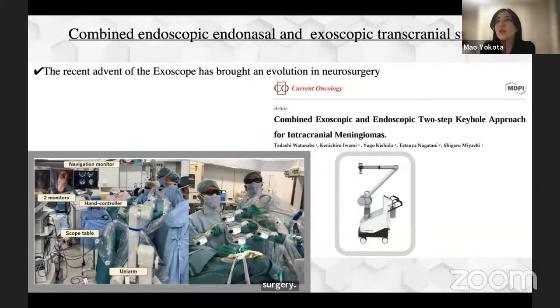The recent advent of the exoscope has brought an evolution in neurosurgery. Our department started using the exoscope in 2019. Most scheduled brain tumor cases are operated on with the exoscope and endoscope.